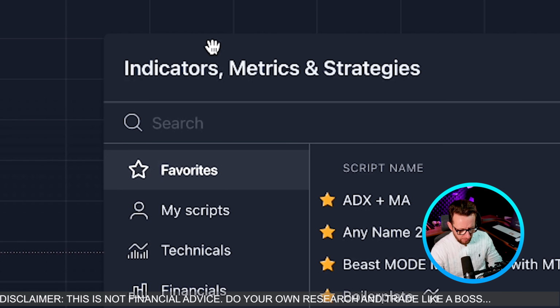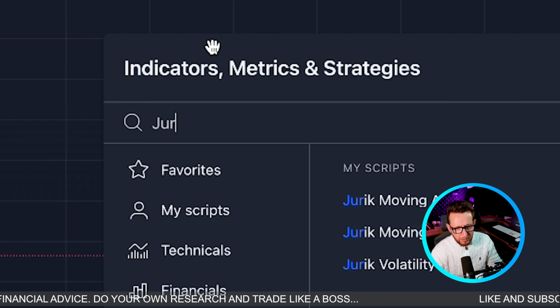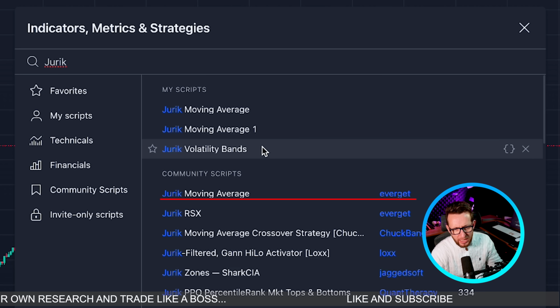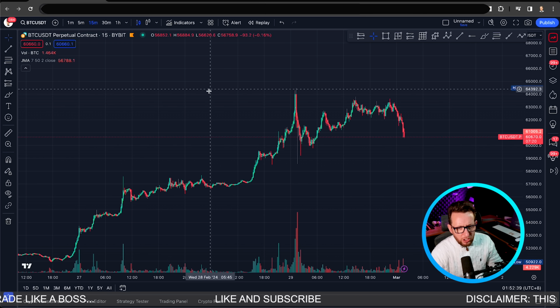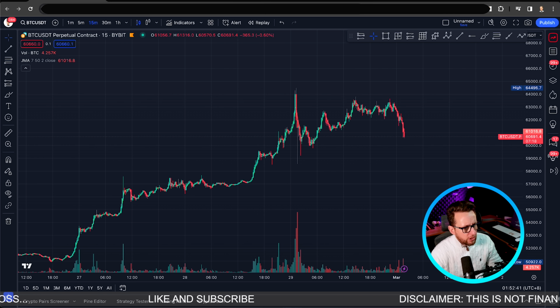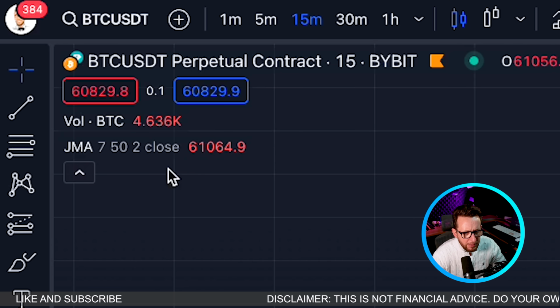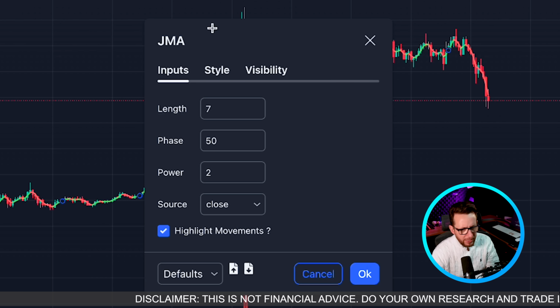We're going to start by adding a MA, which is going to give us our trend direction. So we're going to be using the Zurich moving average. This one here, which is by Everget, is going to be the one that I'm using. We're going to add that to our chart to give us our trend direction. Okay, so you probably can't see this on YouTube at the moment, so I'm going to make it a little bit thicker, and we're going to play around with the settings a little bit to make them better.